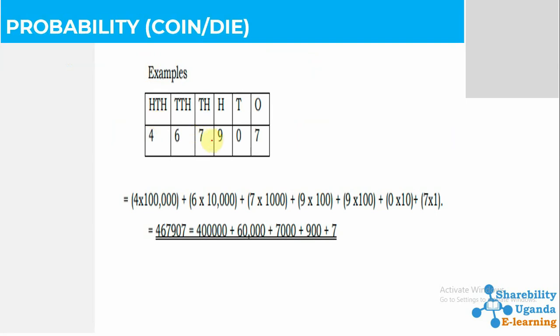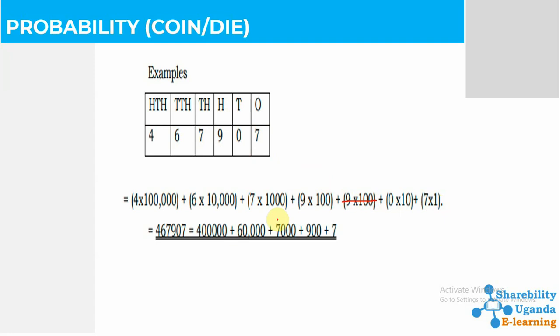We have our 9 here, which is times 100. Of course this was repeated, it's not supposed to be there, because we have only one 9 here. So this simply means our 0 multiplied by 10, which is the place value, then our 7 times 1, which is in the 1s.